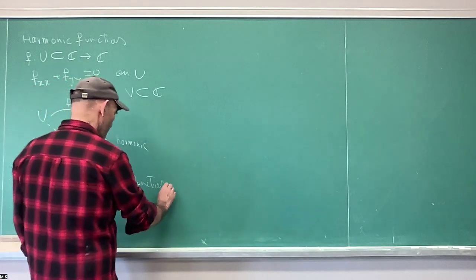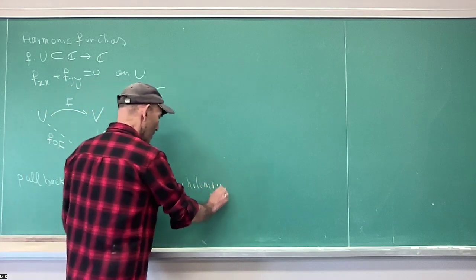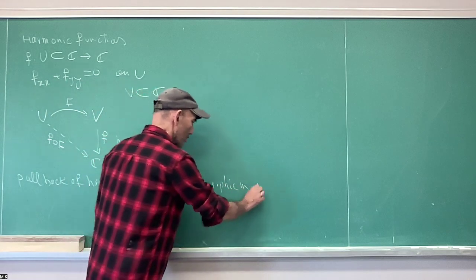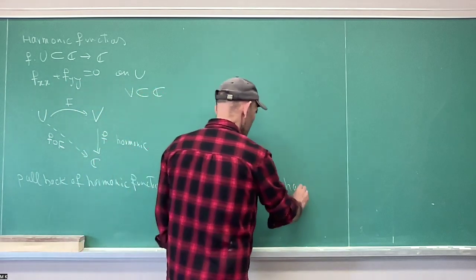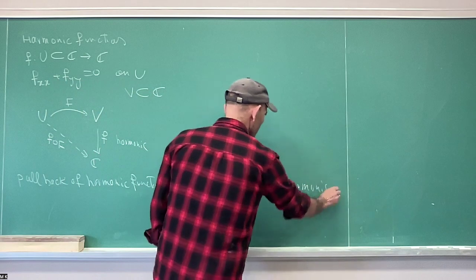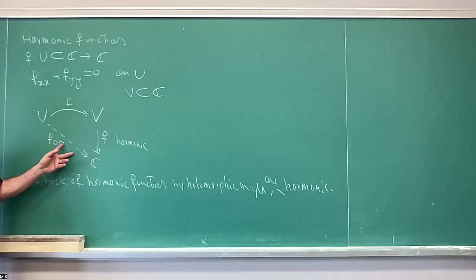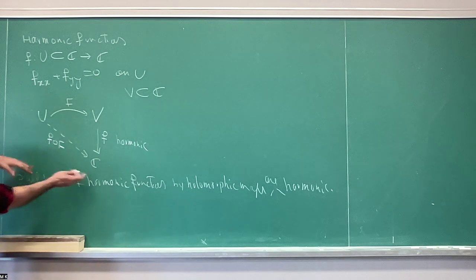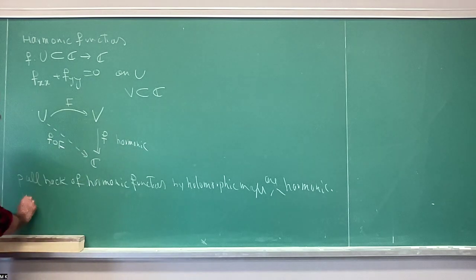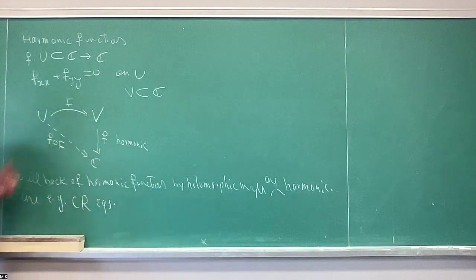Pullback of harmonic functions by holomorphic maps is harmonic, or maybe I should say R-harmonic. This is really a calculus problem now, because it's just an exercise with partial derivatives. It follows from the Cauchy-Riemann equations. Use e.g. CR equations. This is completely a calculus problem, but it's extremely important for applications.